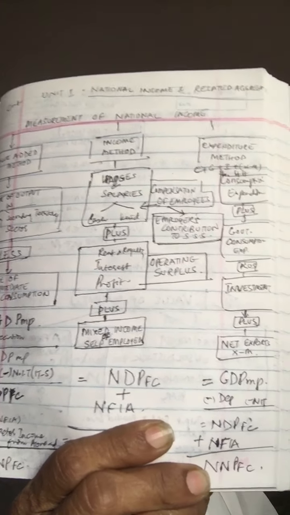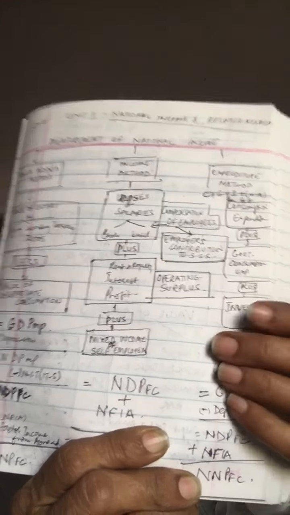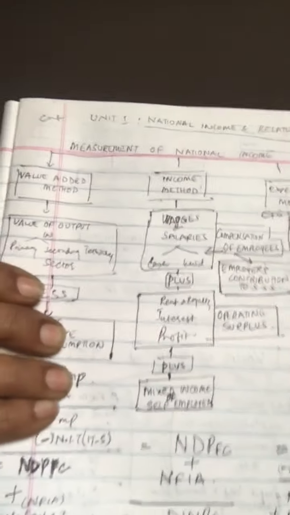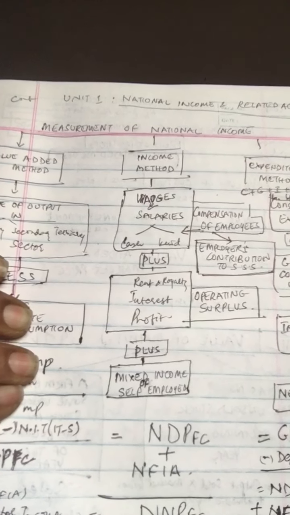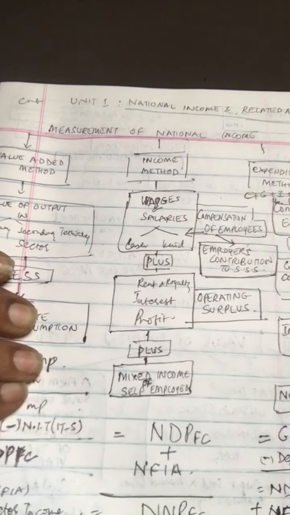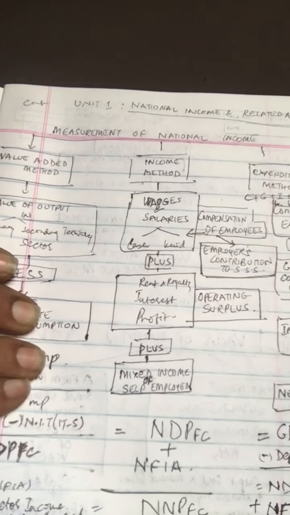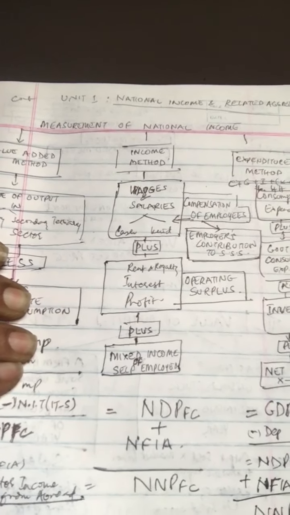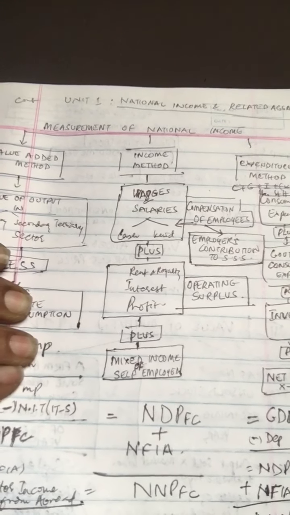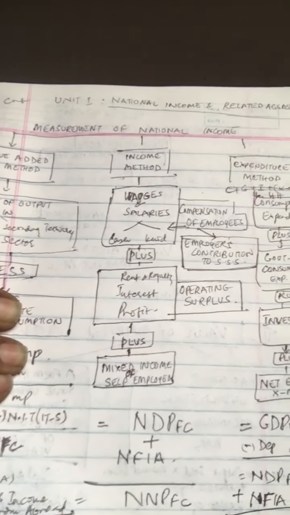See the middle one, the income method. When you add up all this, the aggregate that you come up with is NDPFC, that is, straight away you get domestic income. And if to this you add net factor income from abroad, then you get what is known as national income, that is NNPFC. And now we will do the expenditure method, the third method.